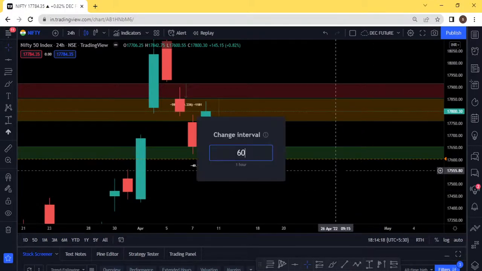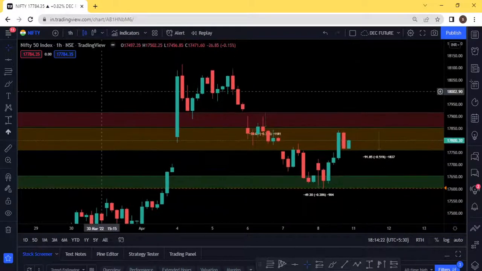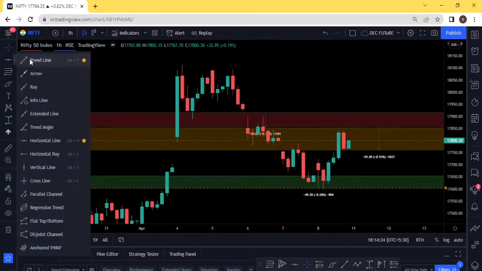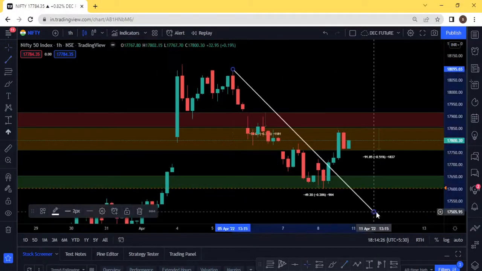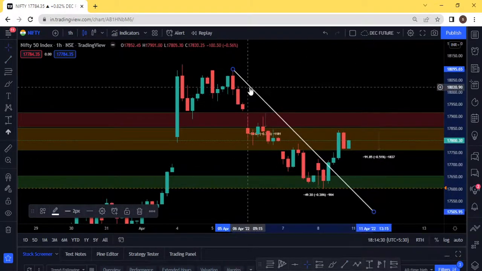Let's go into 60 minutes. Now I have a 60-minute time frame. The first thing that I can observe is this particular trend line which was taken down. So the price is trying to go on a upside. So having said that, that becomes our first level.